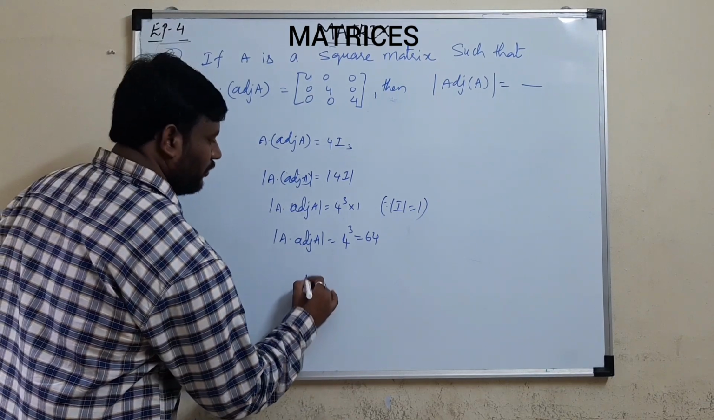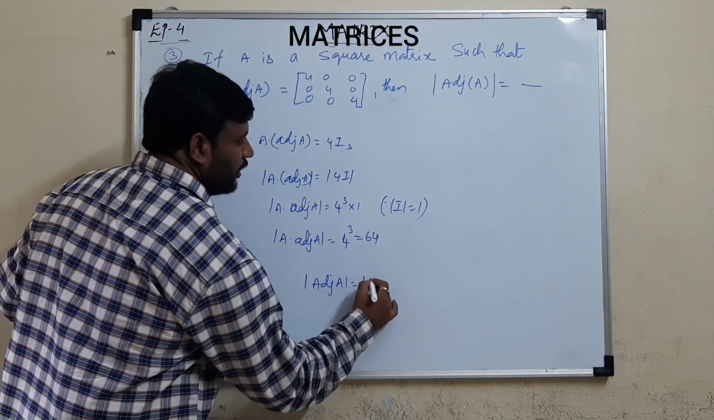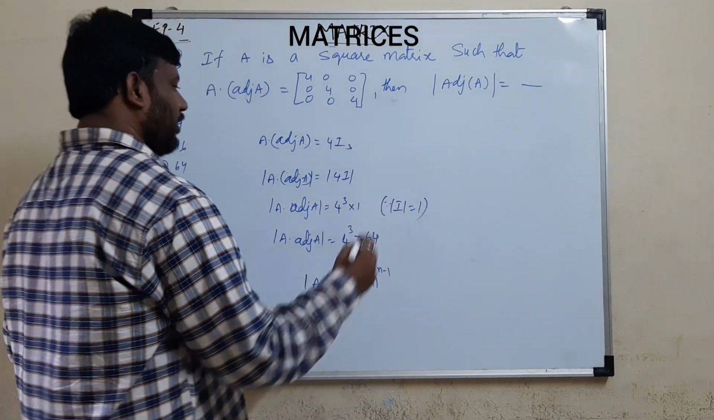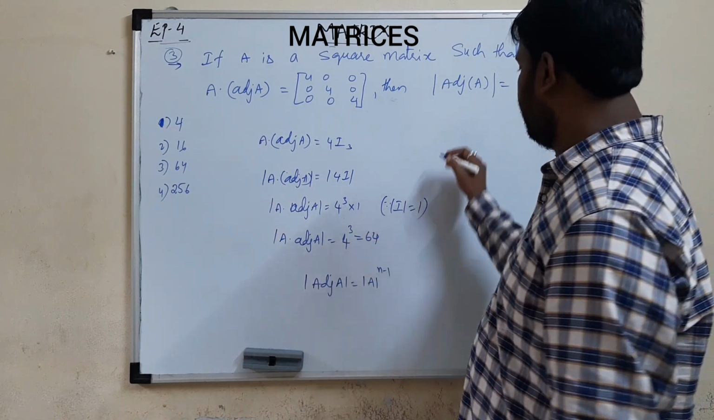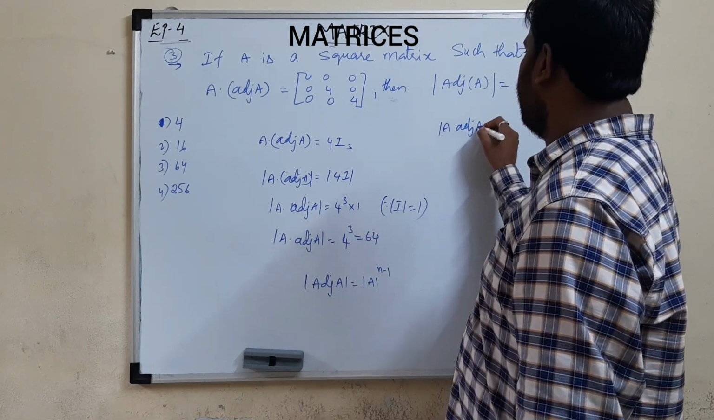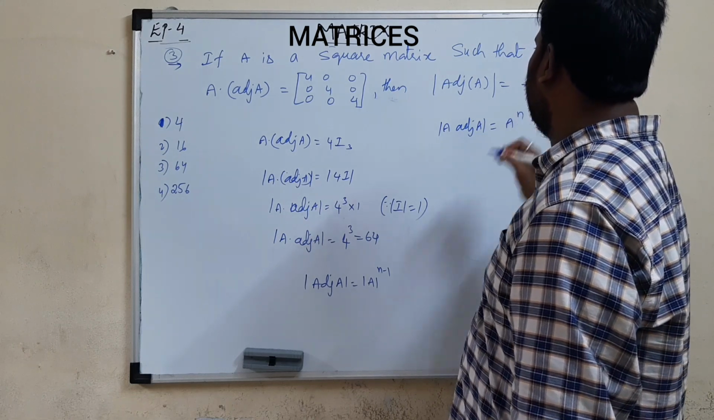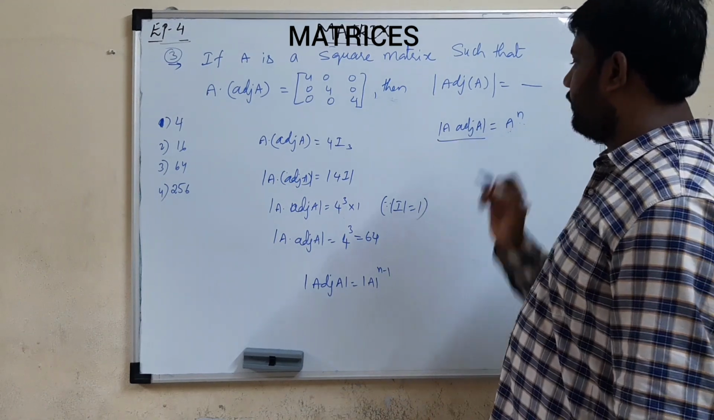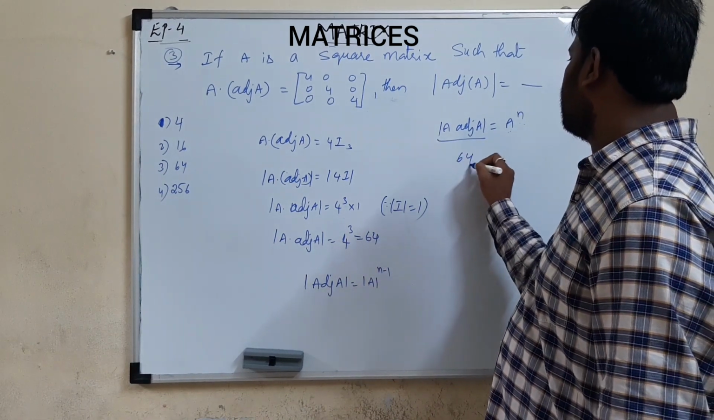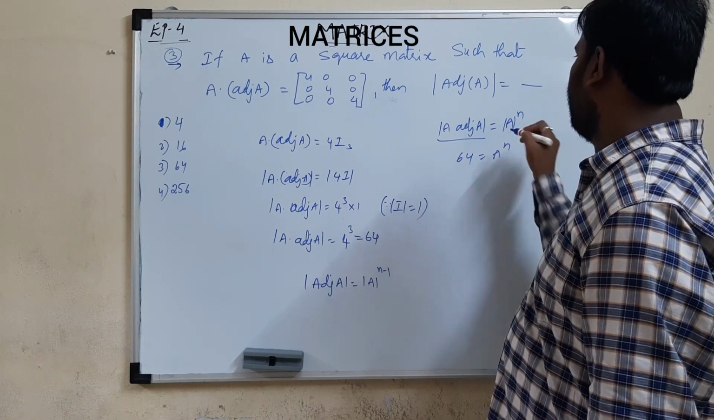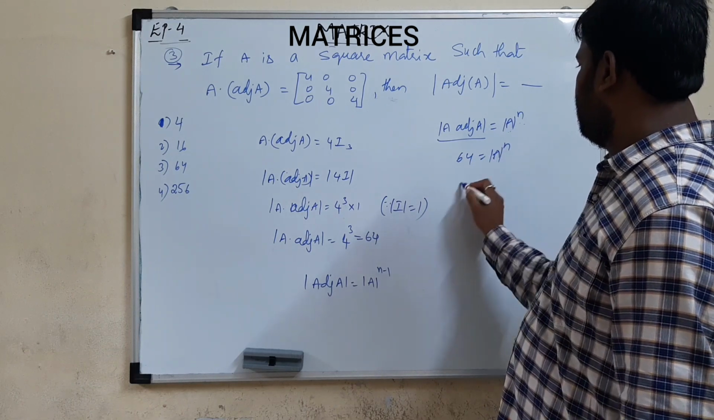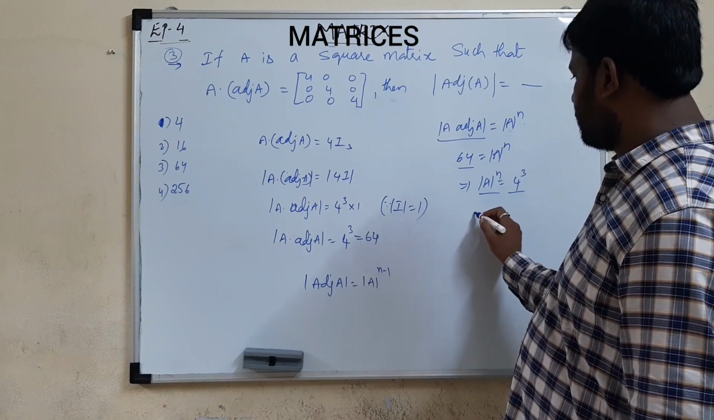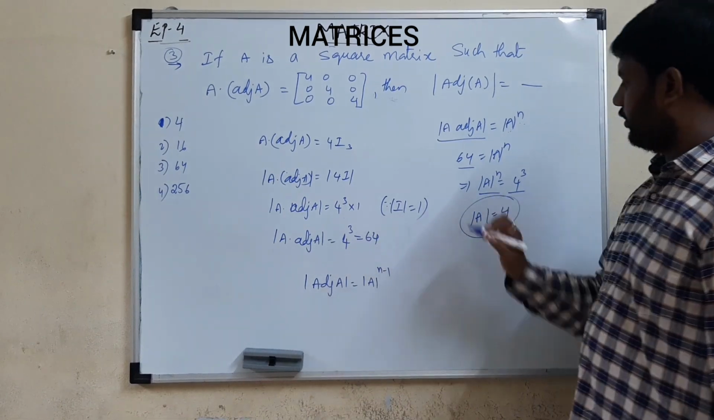Okay, so we have a formula for this. Det of adjoint A is nothing but (det A) whole power n minus 1. But we don't know the value of det A here, right? So I use one more formula and apply it here. We have the formula: det of A into adjoint A is (det A) power n. What is the value of this? We got 64, and I replace: 64 is equal to (det A) power n. So here I can write (det A) whole power n, and 64 I can write as 4 cube. Now I compare both sides. Det A is equal to how much do you get? 4. We got the value of det A.